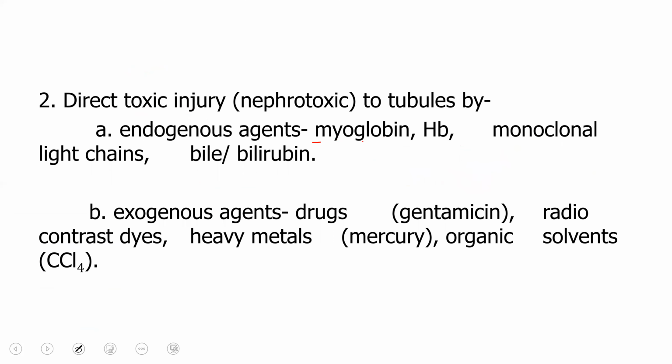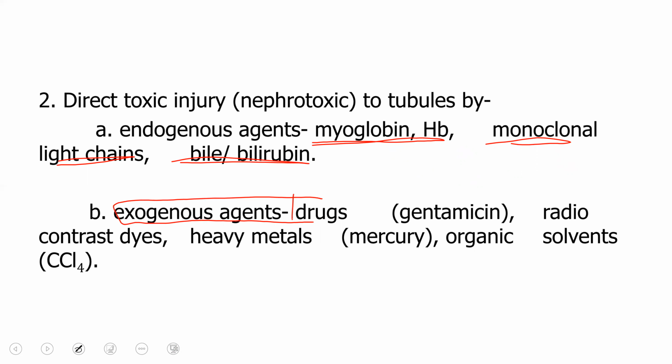Not just that, as I've said, it can be due to hemoglobin, myoglobin. It can be due to monoclonal light chain in case of multiple myeloma, and it can even be due to bile or bilirubin. So all these things can lead to a direct toxic effect on the tubular epithelial cell, and hence causing the disease. And not just that, it can also be due to exogenous agents.